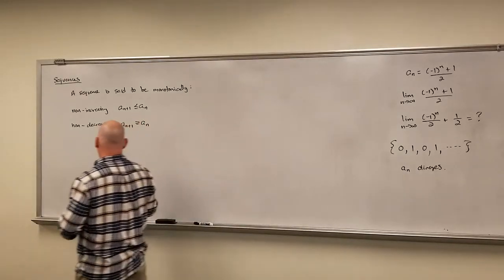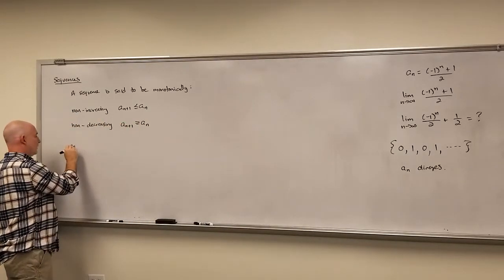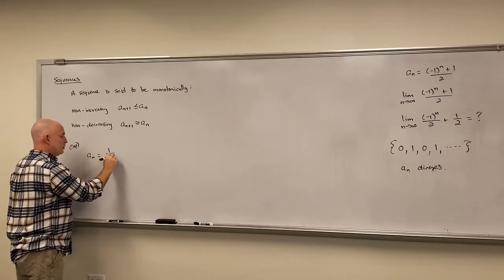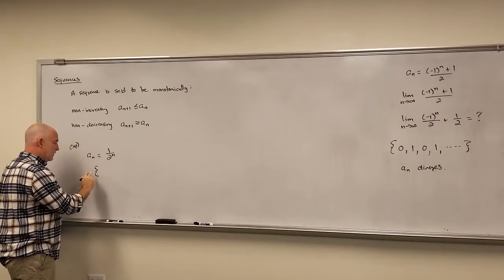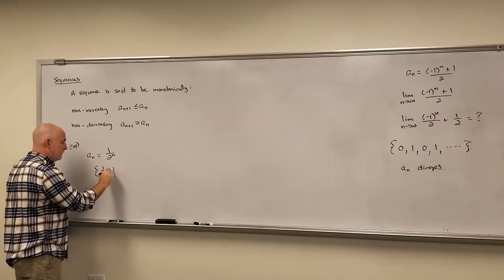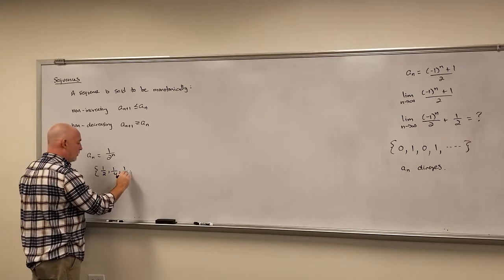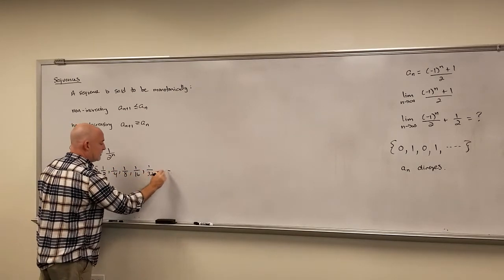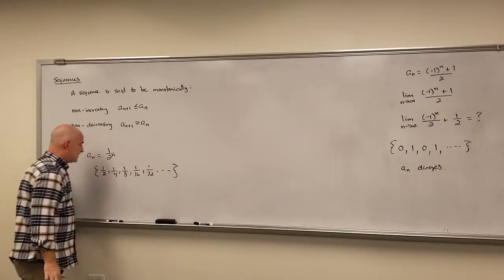And you can just kind of tell by looking at this. If we had our a sub n is 1 over 2 to the n, if you think about that sequence, that's 1/2, 1/4, 1/8, 1/16, and so on and so forth, right? So what is this sequence doing?